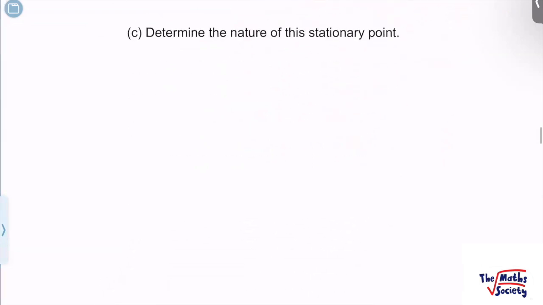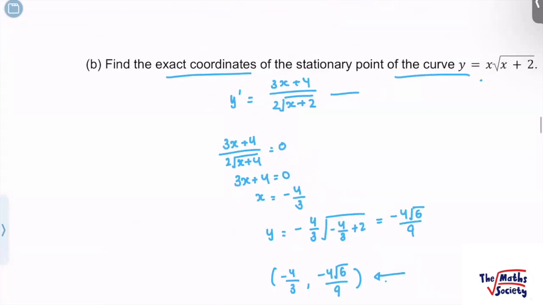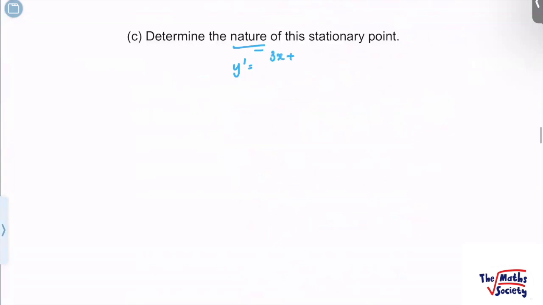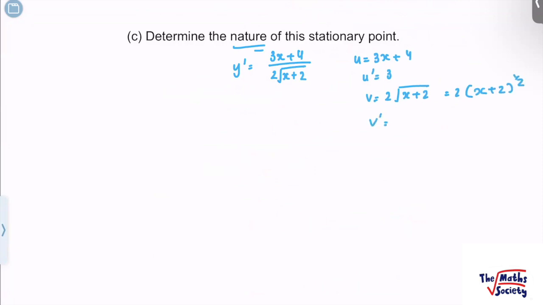And C tells you to determine the nature again. So we know that y prime is equal to 3x plus 4 over 2 root x plus 2. So we know u is going to equal 3x plus 4 again, so u prime is 3. And then v is equal to 2 root x plus 2, so that's 2 times x plus 2, the whole power half, isn't it? So you'll have v prime as x plus 2 to the minus half, because the half and the 2 will cancel out. So you have y double prime again. You can write it as d squared y by dx squared as well.